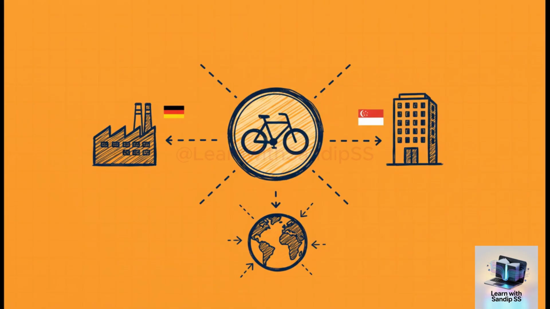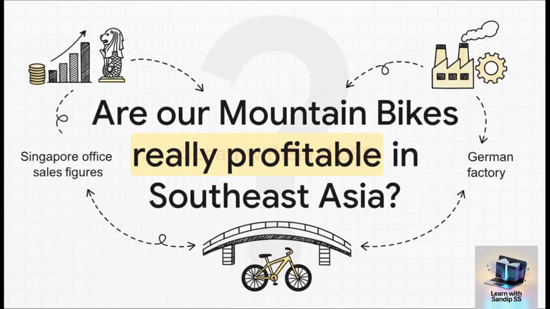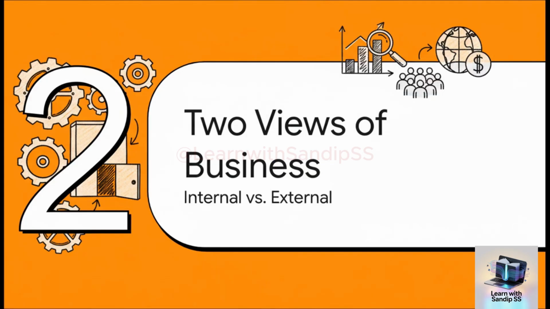So let's make this tangible. Meet Bike Company SE. They're an international group, building bikes in Germany, running sales offices out of Singapore, and selling to customers all over the globe. The key thing here is that each of these locations is its own legal company with its own set of books. And all of that complexity leads to what sounds like a simple question, but is actually incredibly hard to answer. You can see the sales numbers from your Singapore office, no problem. And you can see the production costs from the factory in Germany. But how on earth do you bring those two separate worlds together to get one clear, confident answer to this question?